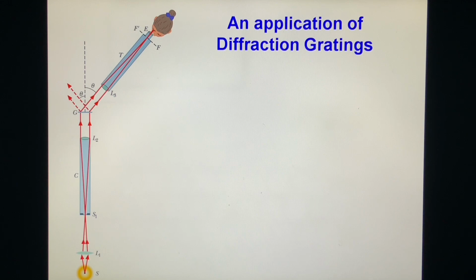An application of diffraction gratings. We look at this diffraction grating. We have light shining through a slit and it goes past this lens. This point is on the focus of the lens, so after this lens all the light is parallel. It shines on the diffraction grating, so the light will be deflected and we collect it at this angle theta.